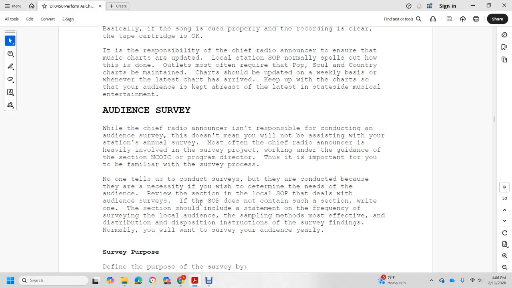The standard operating procedure does not contain a section with the right one. The section should include the statement of the frequency of the prevailing local audience sampling, the method, and the most effective distribution, disposition, and instructions of the survey findings. Normally, you want to survey your audience yearly.